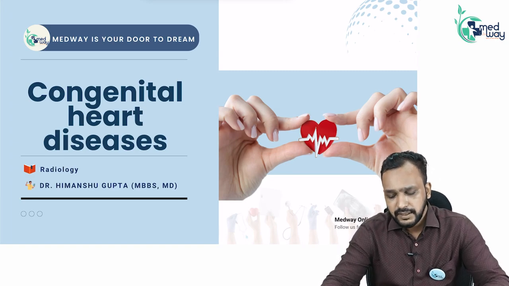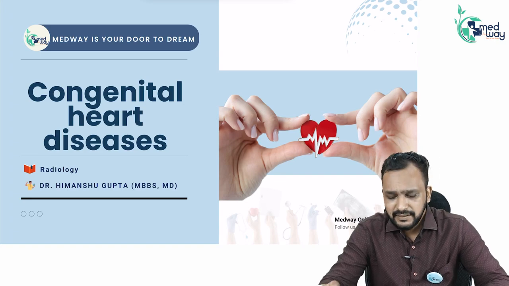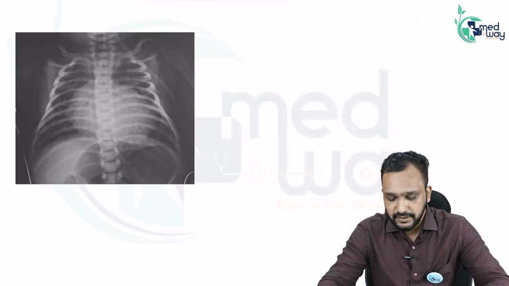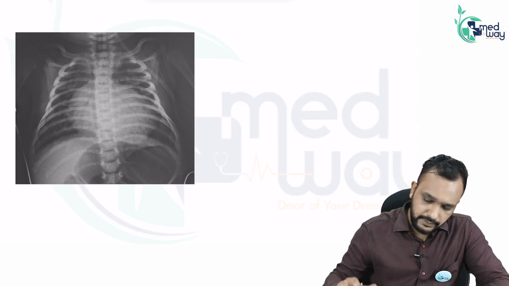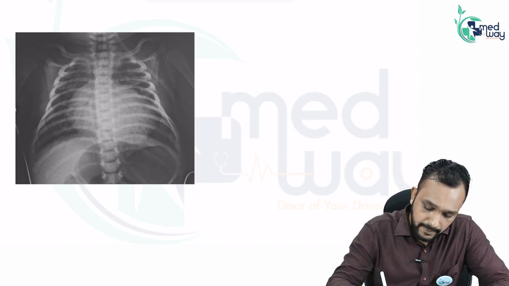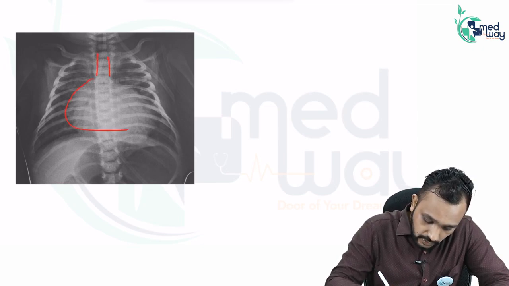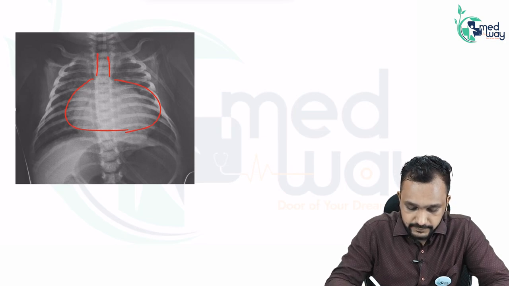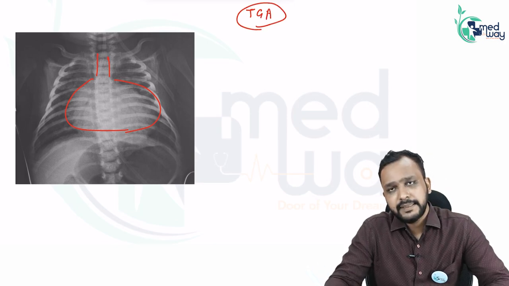So let us study the imaging features of various congenital heart diseases, as well as we will try to understand these imaging features also, right? So guys, the first image, it is basically your egg on string appearance. This is seen in patients with transposition of great arteries.